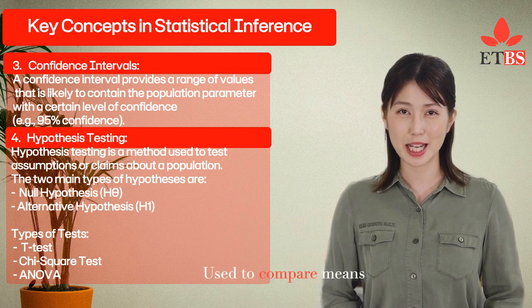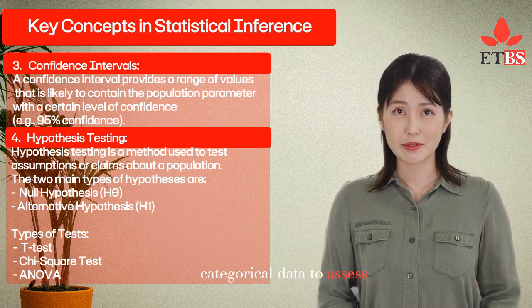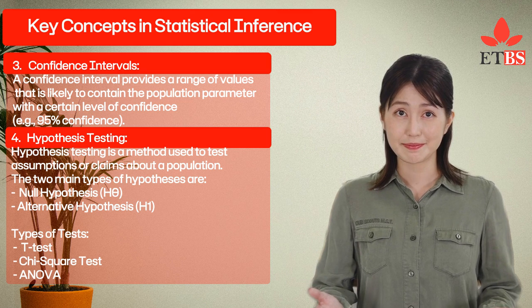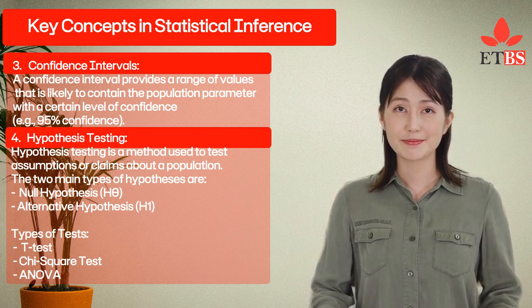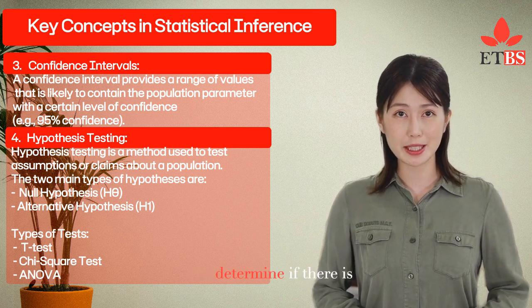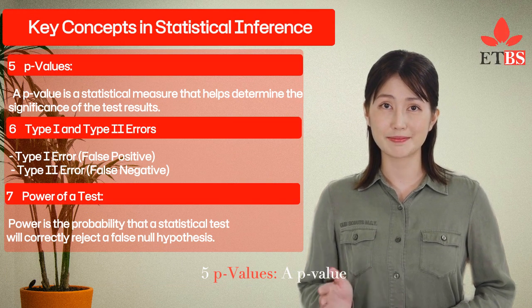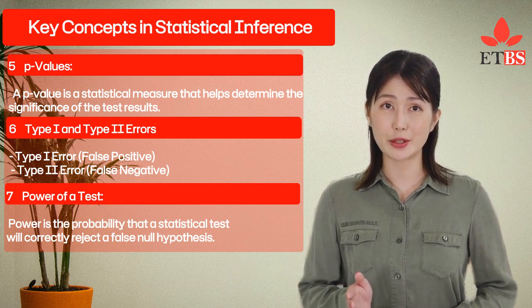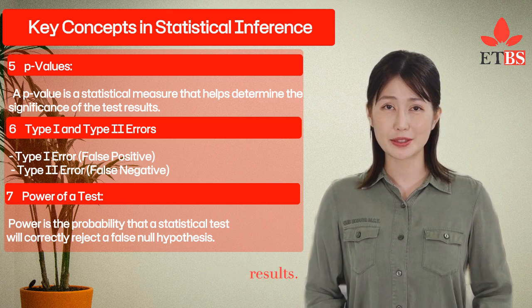T-test, used to compare means between two groups. Chi-square test, used for categorical data to assess relationships. ANOVA, used to compare means across more than two groups. Example: a company might use a t-test to determine if there is a significant difference in average sales between two stores. 5. P-values. A p-value is a statistical measure that helps determine the significance of the test results.